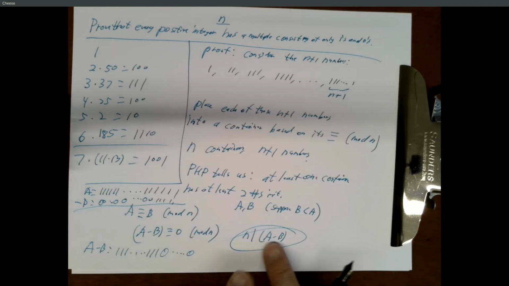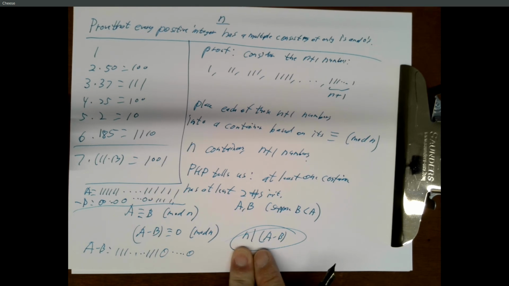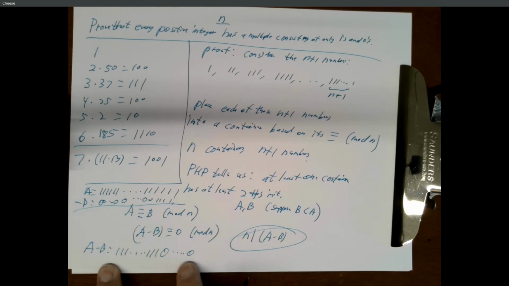And the way we chose a and b, that difference is a multiple of n. So that difference will be a number containing only 1s and zeros that is some multiple of n. So that proves that there always is a number which is a multiple of n consisting of just 1s and zeros. It doesn't really give us a formula for finding that, but it kind of gives us an algorithm.